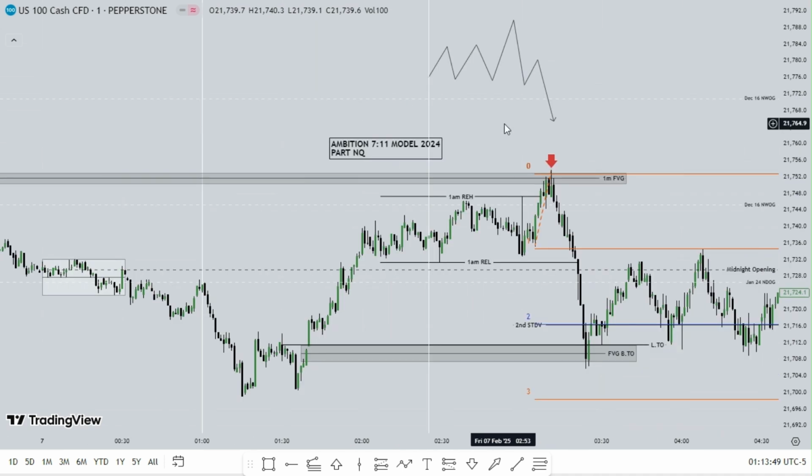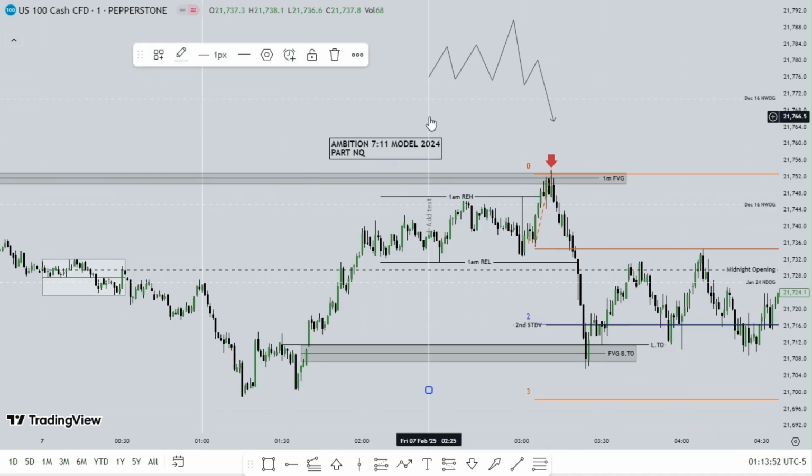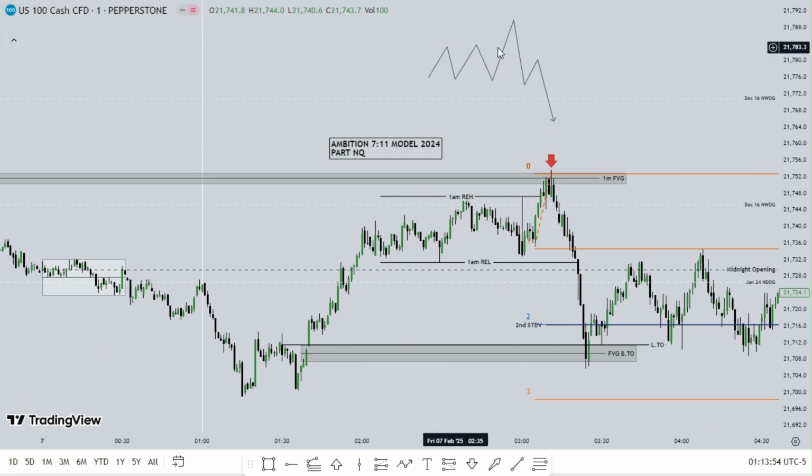So in this case, things were different. Let me just remove this. In this case, things weren't as simple as this power of three here. Price started and created a displacement low and a displacement high. So in this case, this is where you wait. You wait for the model. This is where you're getting tricked.